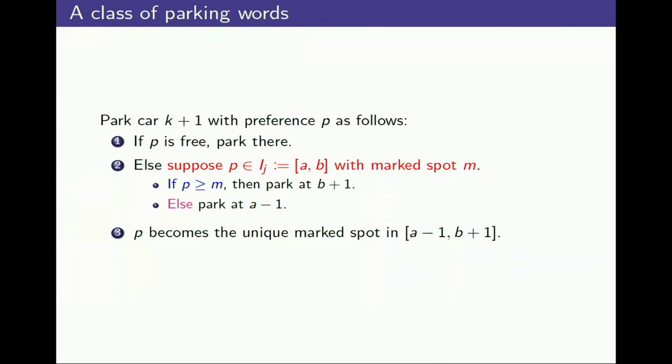Okay? And what governs that choice? Well, you compare your preference to the marked spot. If you exceed the marked spot, you go right and take the right extreme. And if you're strictly less than the marked spot, you turn around and go to the left extreme. Okay? And then you remember your choice of the previous marked spot. Okay? So P is going to be the unique marked spot in this enlarged interval. Right? So when you've parked your car at one end, your interval's grown, and the marked spot can change. Okay? The preferred spot becomes the marked spot.